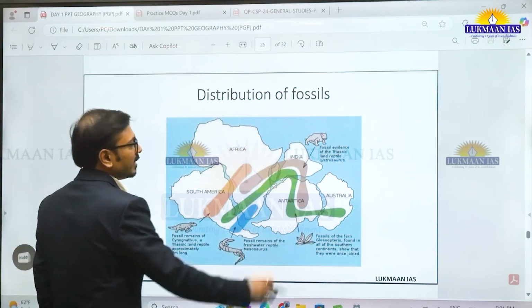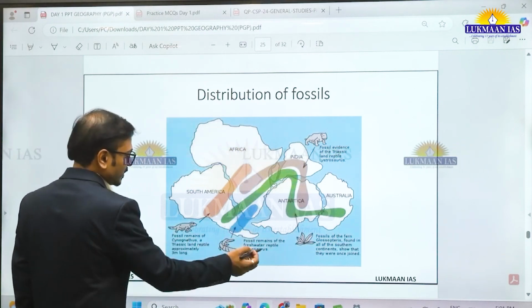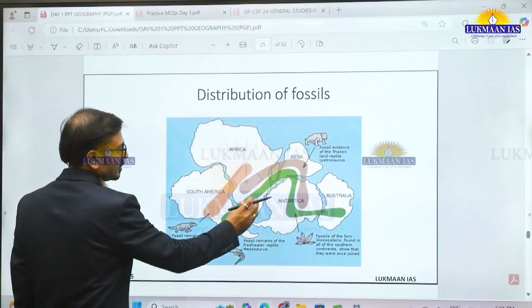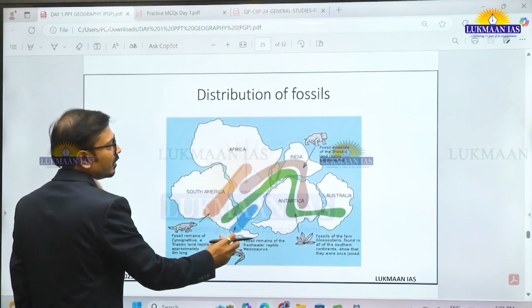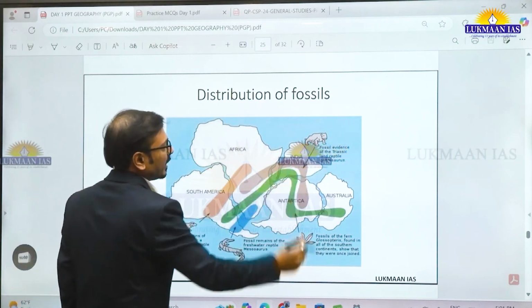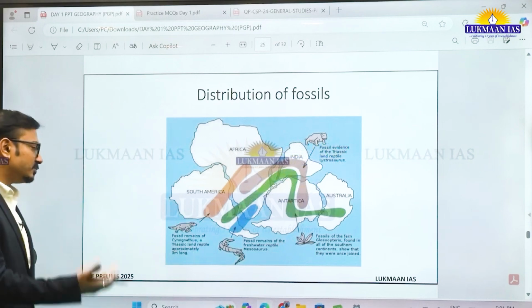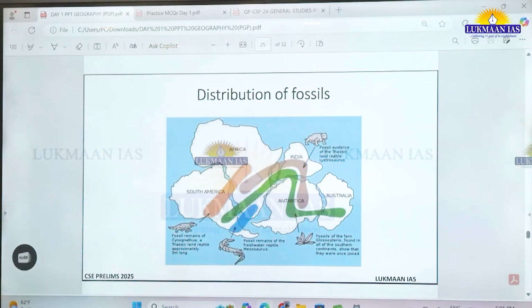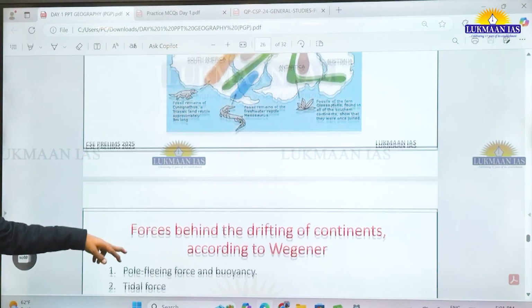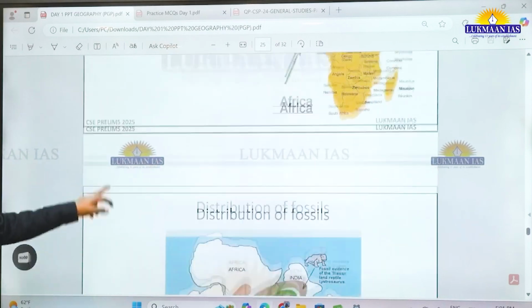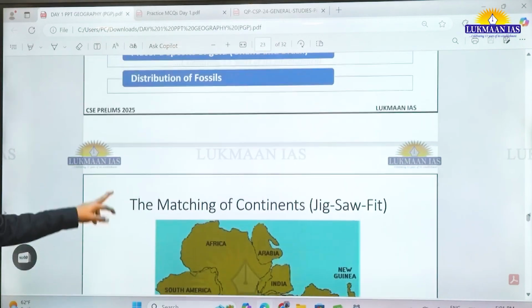Or the animals like marsupials or Mesosaurus, look at Mesosaurus. It is found in these continents, or the fossils of a reptile called Lystrosaurus. So from that also we understand that they were once together, or we can say one continent. Then other evidences are also there.